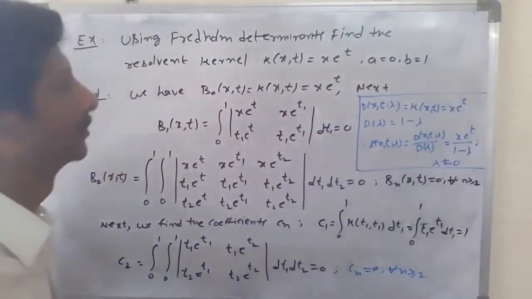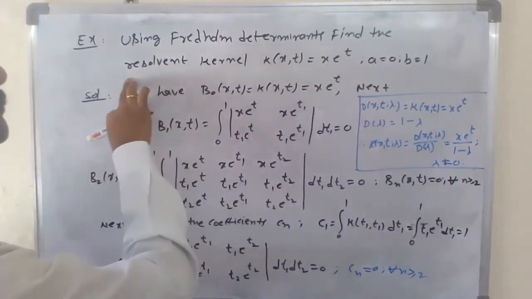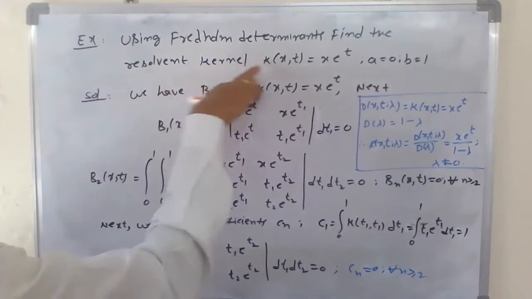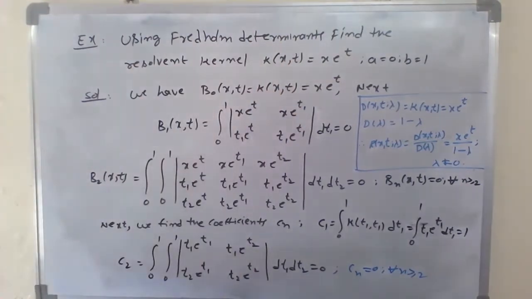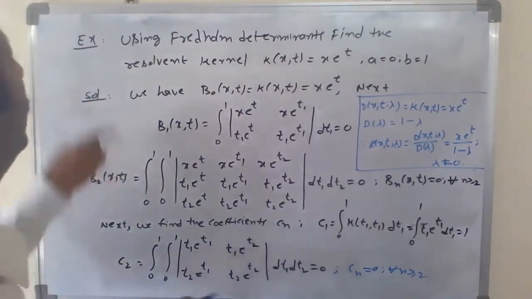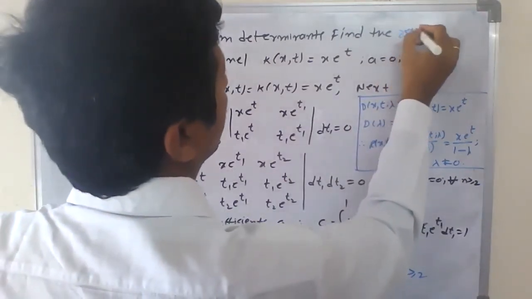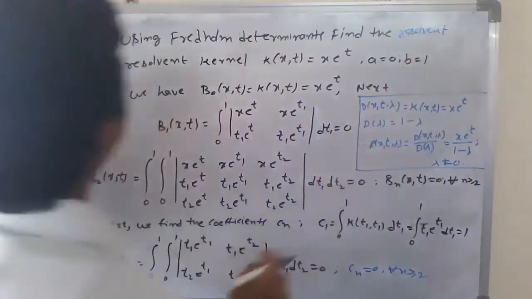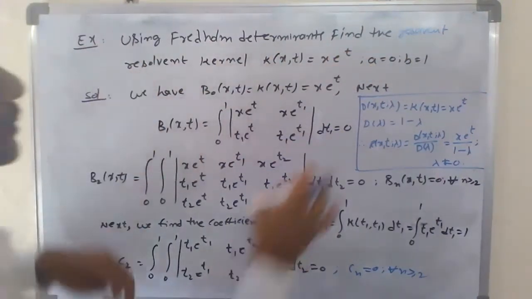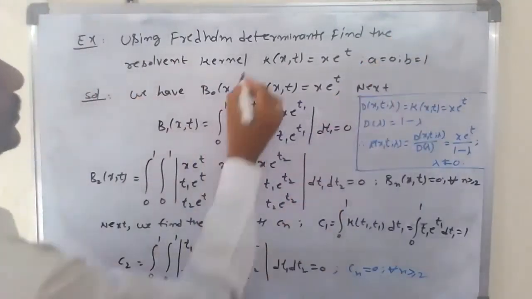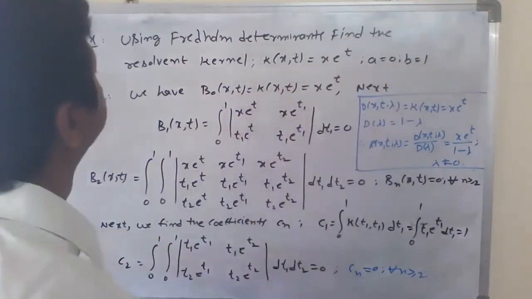Okay, so let us solve. Let us find the resultant kernel for the given kernel, x e to the power of t. Using Fredholm determinants, find the resultant kernel. So for given k of x comma t equal to x e to the power of t, a equal to 0, b equal to 1.